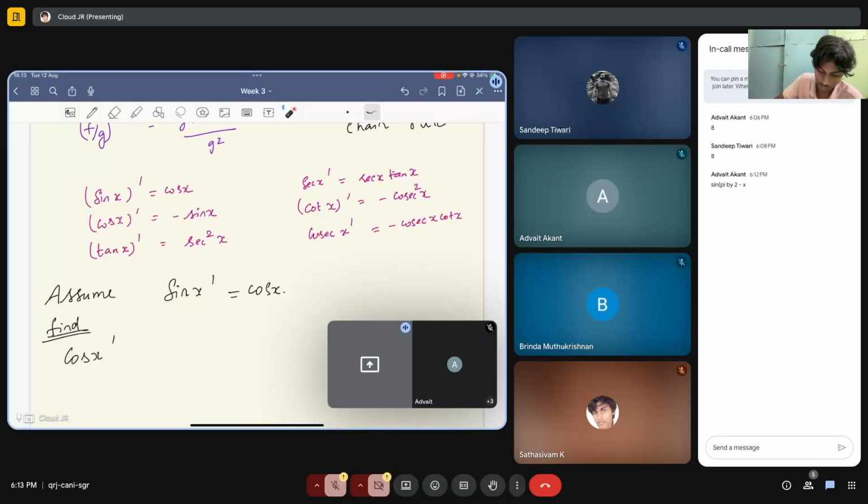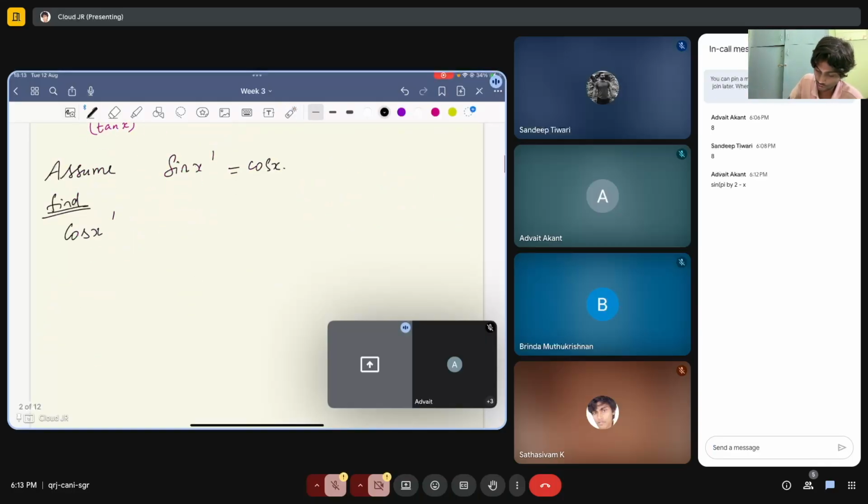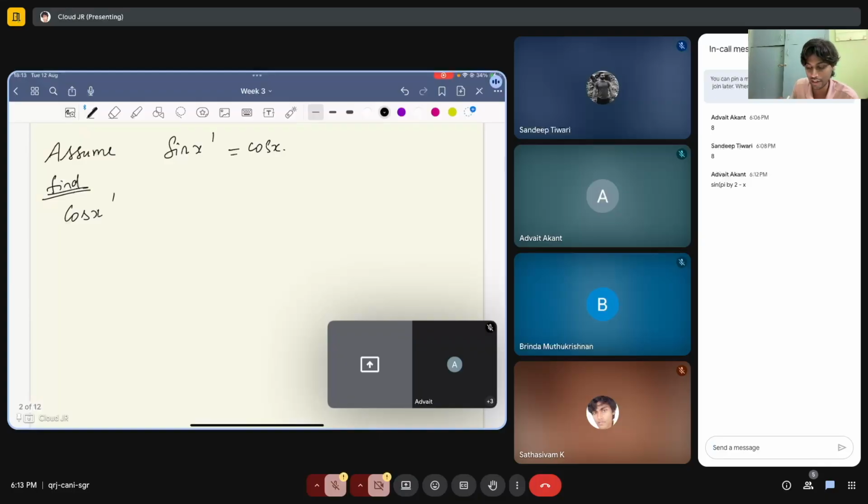Okay, so let's try to prove it here. So what we do is we start with a trigonometric identity that connects the sin x and cos x. Cos x equal to sin pi by 2 minus x. Yeah, okay, you can use that. That is one thing. Yeah, so we have two equations and we can use both of these.